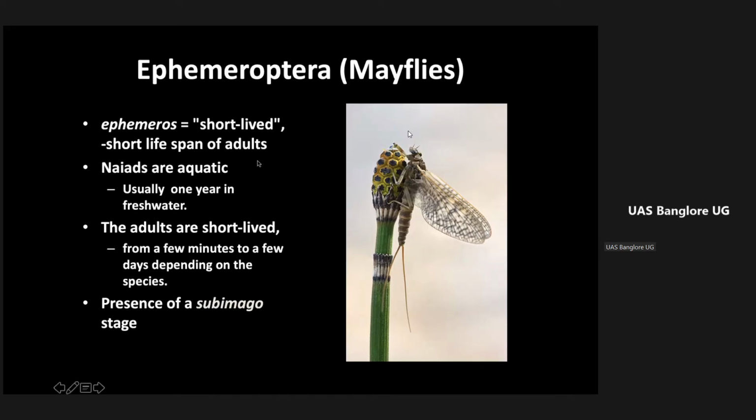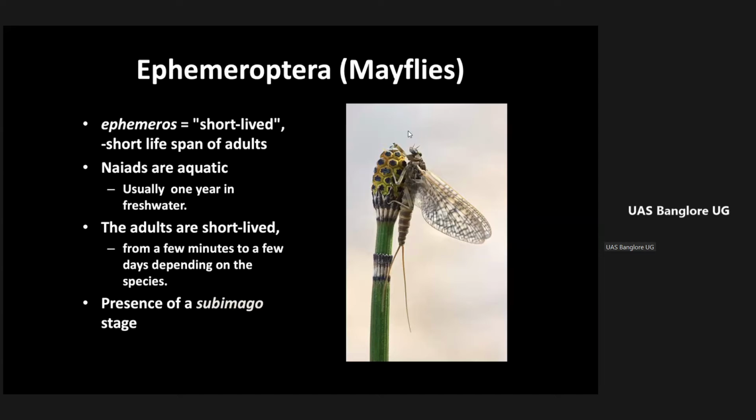Short-lived refers to the short lifespan of the adults. Because of that we call them Ephemera or Ephemeroptera. We sometimes use the word in English: his interests are ephemeral, which means they are only short. We have some interest for a short period, after that it is gone. The naiads, or the young ones, are aquatic, and the adults are short-lived, for a few minutes to a few days depending upon the species.